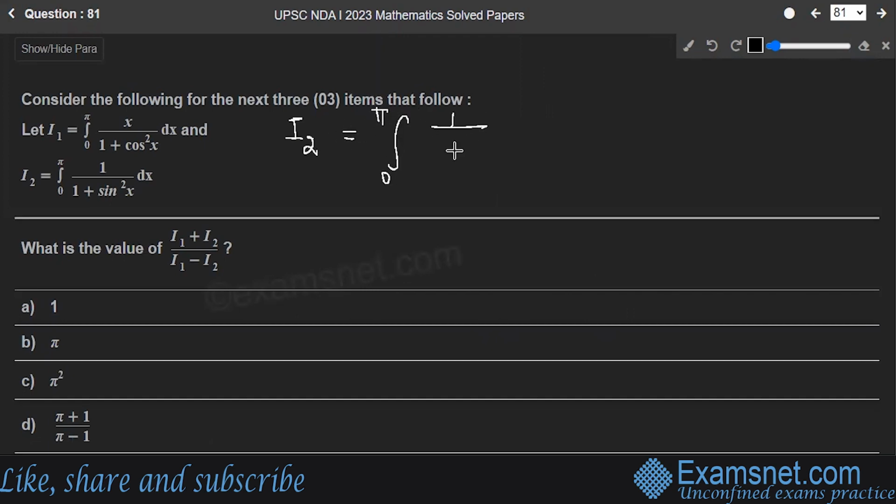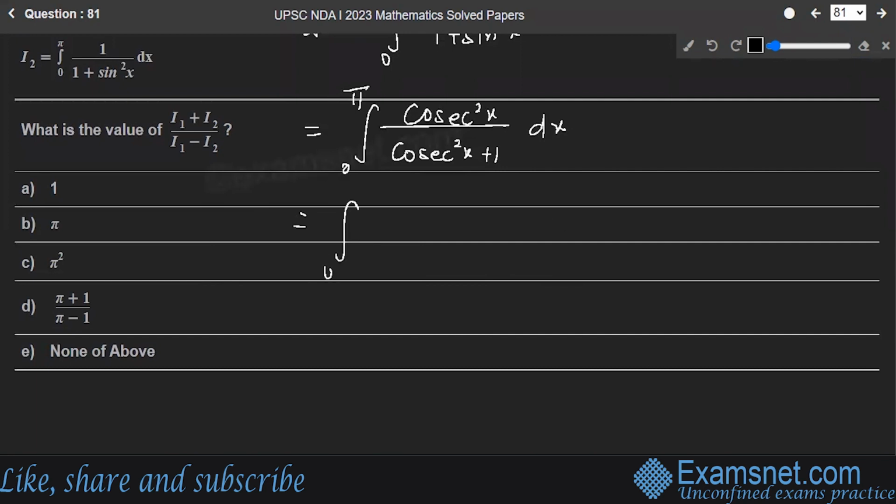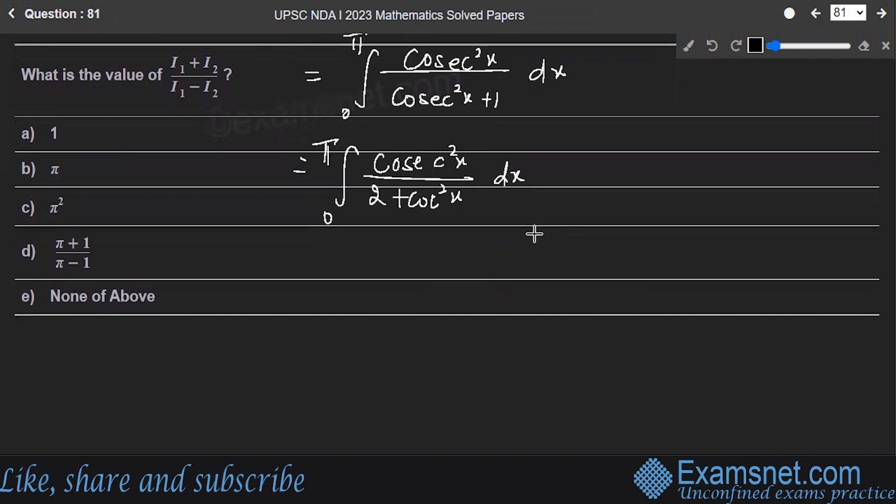0 to pi 1 upon 1 plus sine square x dx. Now dividing the numerator and the denominator by sine square x, you will have cosecant square x upon cosecant square x plus 1 dx, which can be written as limits 0 to pi cosecant square x upon 2 plus cot square x dx. Right? Now the same thing, I'll have to break it up.